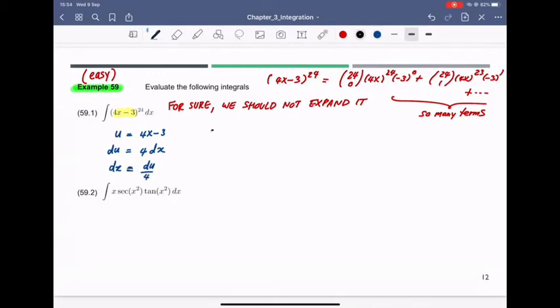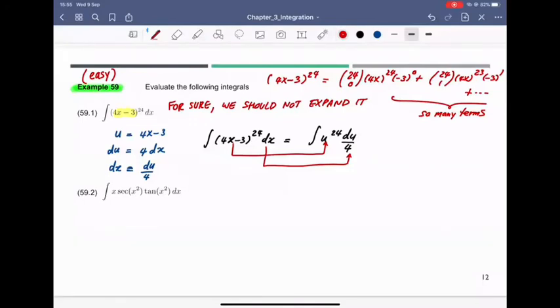So when I integrate 4x minus 3 to the 24th power dx, I'm going to switch my 4x minus 3 to u, and then switch dx to du over 4. Make sense? This is going to shift to u, and this is going to shift to that. If you are a beginner, I would recommend you write everything.